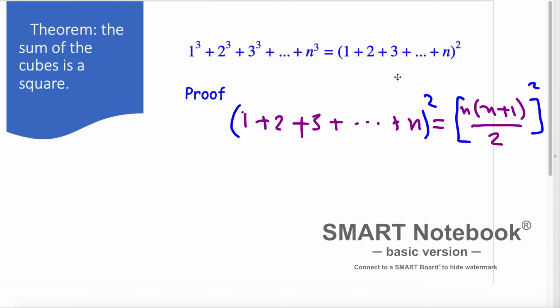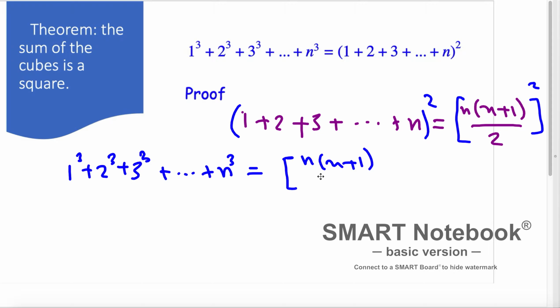And now, according to the transitive property, we have a right to write this original equation, this statement, 1 cubed plus 2 cubed plus 3 cubed plus ... plus n cubed, is equal to n times (n plus 1) divided by 2, everything squared. And now we are going to prove this by induction.